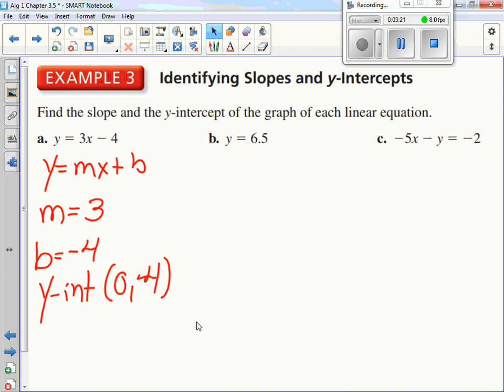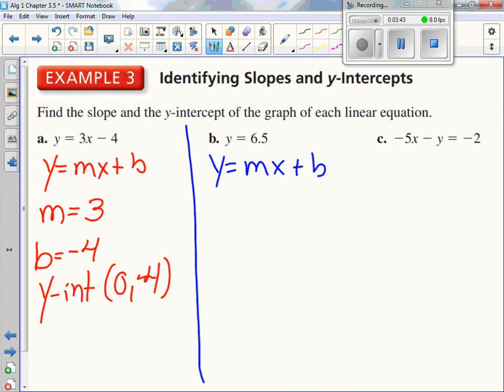Any questions on this here? Okay. Let's look at the next one. The next one is y equals 6.5. So is y by itself, and is it positive? Yeah, so this is in y equals mx plus b form.